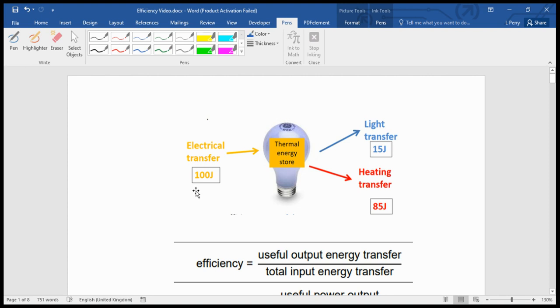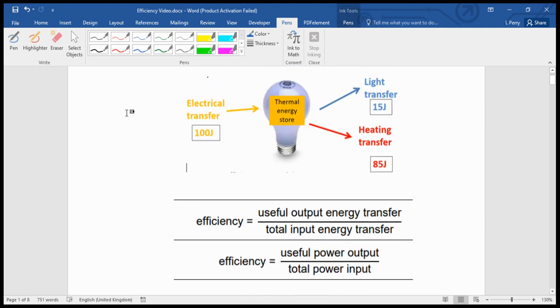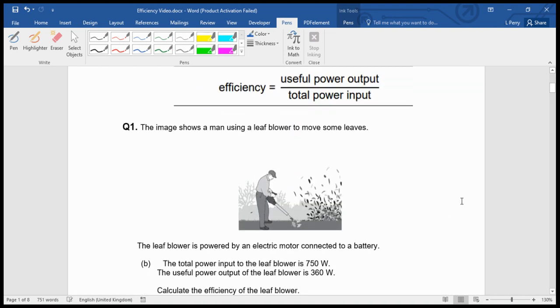Now, there's two equations to work out efficiency. They both essentially mean the same thing. It's the useful you get out divided by the total you put in, whether that's in terms of energy or power. Because these equations are energy divided by energy or power divided by power, you'd be using the same letter twice, so they're normally just written in full. But let's have a look at some exam questions.